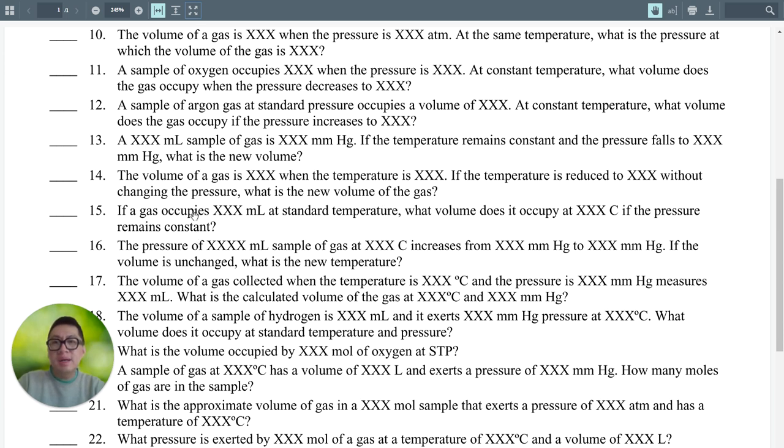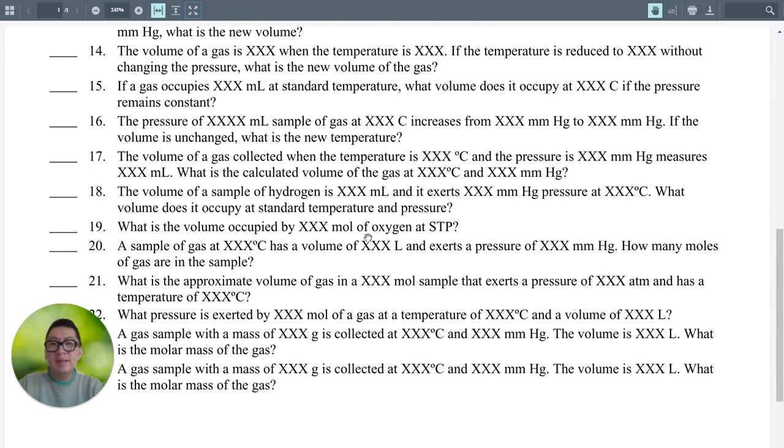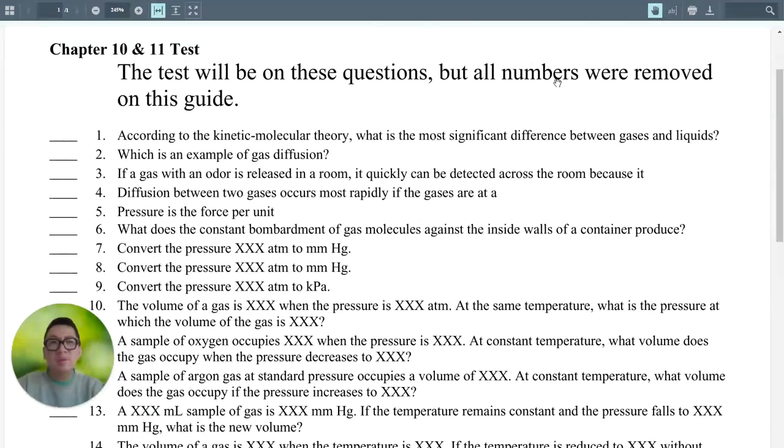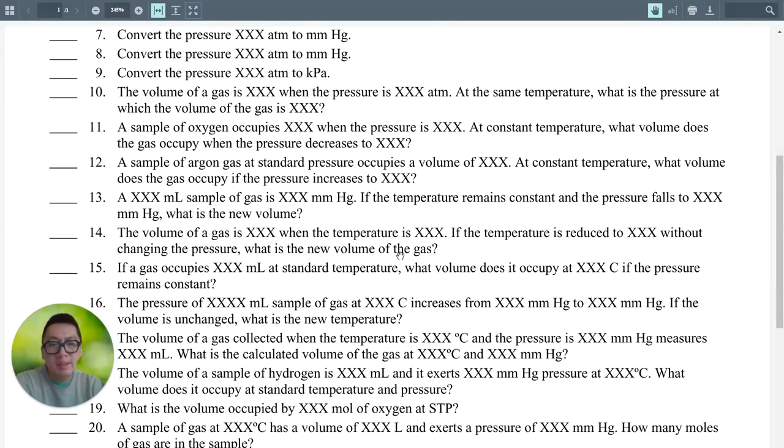Question number 16. A gas has some milliliters at standard temperature, by the way, that's 0 degrees Celsius. What volume will it occupy at some other temperature in Celsius if the pressure remains constant? Notice there's a lot of X's on here, and they are numbers. On the test, you will actually have numbers, of course. On here, I just removed all numbers on the guide. These are pretty much the test questions, minus the actual numbers.